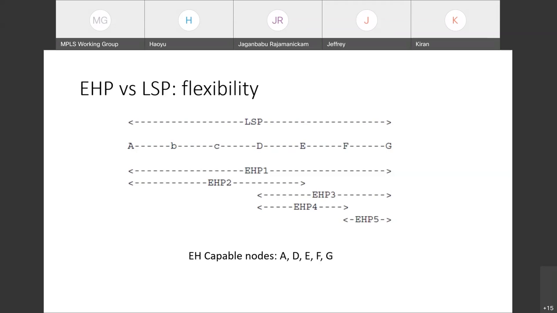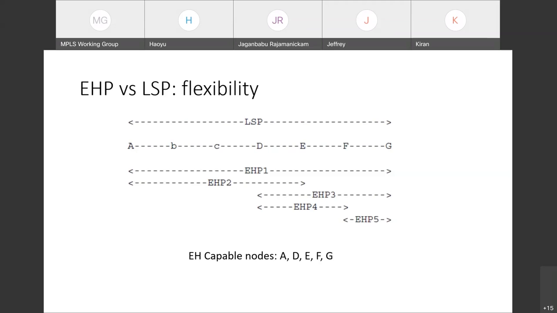As I said earlier, when you insert an extension header into the packet, you must know there is a downstream node as a path end to be able to remove it. Otherwise, you cannot insert it at all, because that could cause a problem.